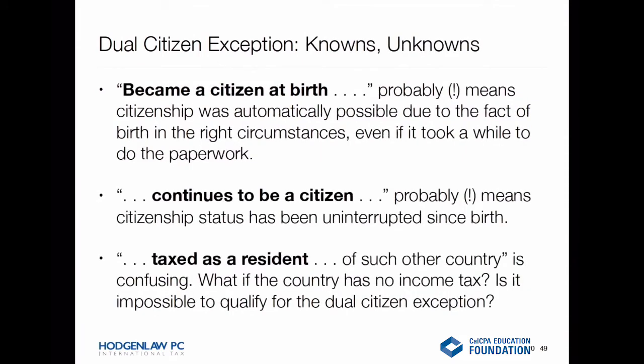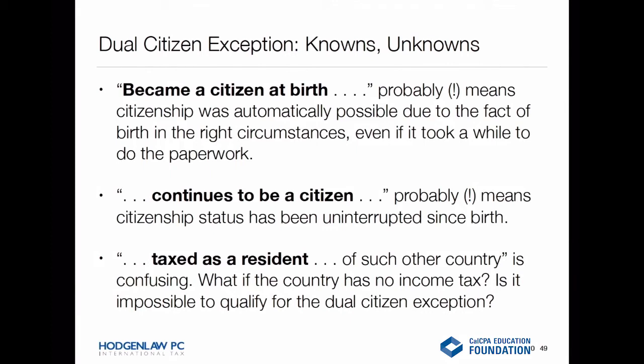So what does all that mean? Became a citizen at birth probably means that citizenship was automatically possible due to a fact of birth in the right circumstances, even if it took a while to do the paperwork. For example, a child born overseas to a U.S. citizen, we believe that meets the definition of became a citizen at birth, even if some paperwork had to be done after the child was born.